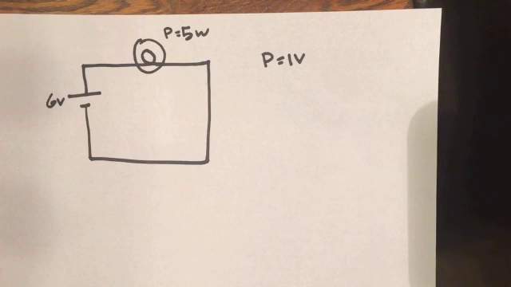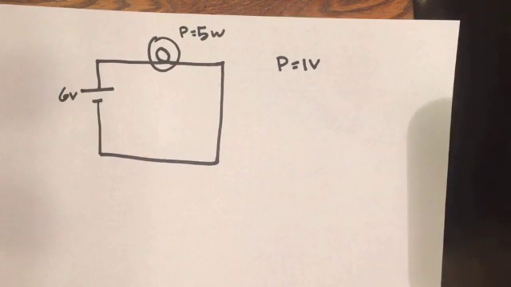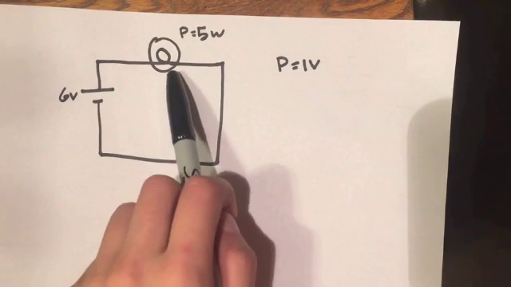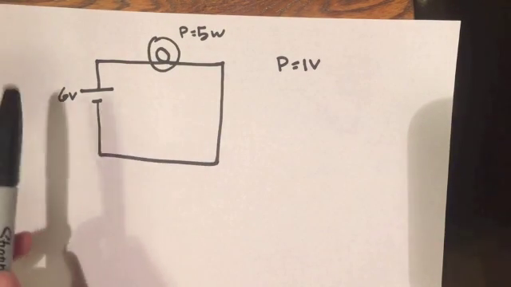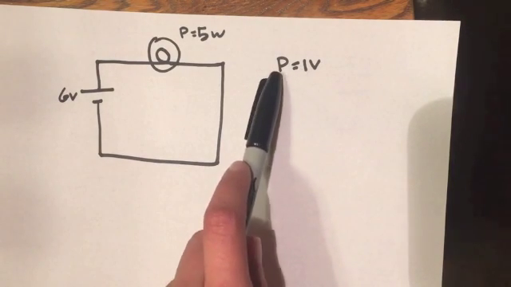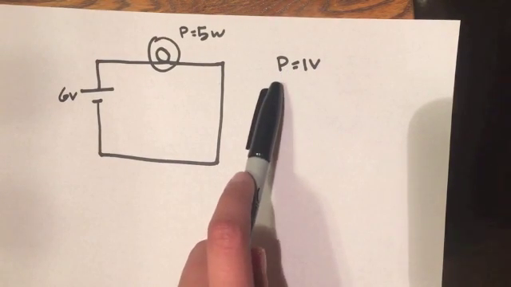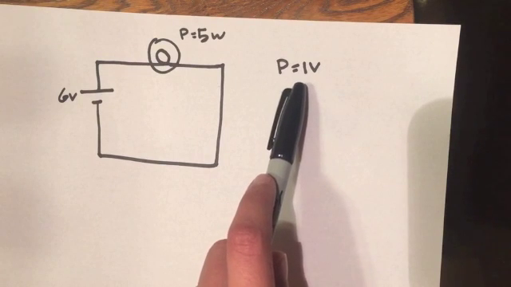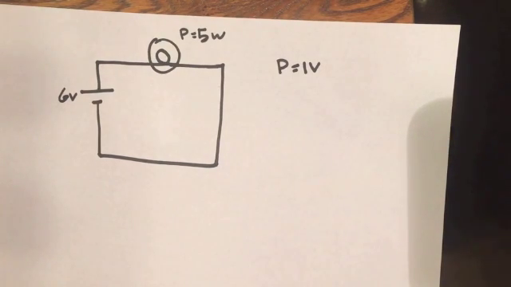Objects like light bulbs and motors also contribute resistance to the circuit. Here we're given a 5-watt light bulb hooked up to a 6-volt battery. We're also given the equation P equals IV, which means that the power is equal to the current times the voltage. Given this information, let's solve for the resistance of the light bulb.